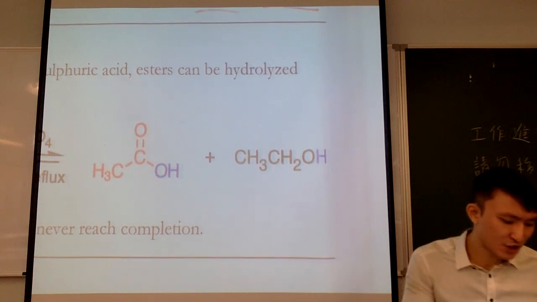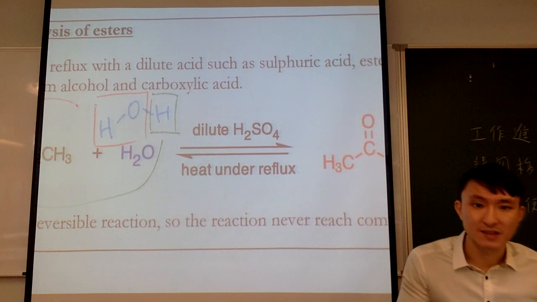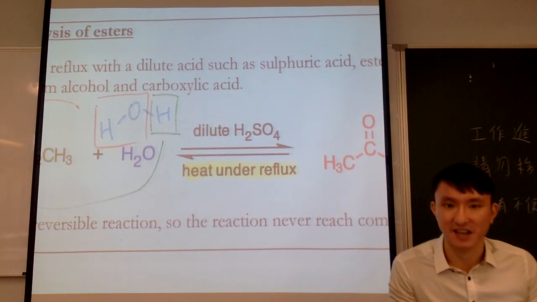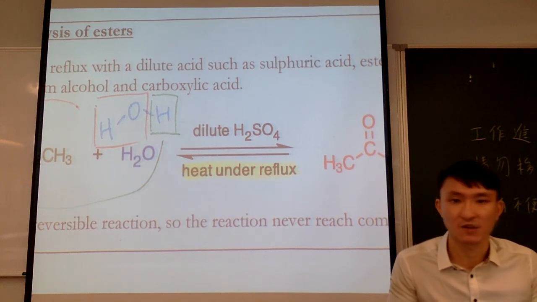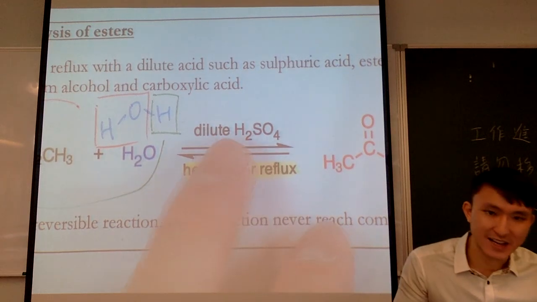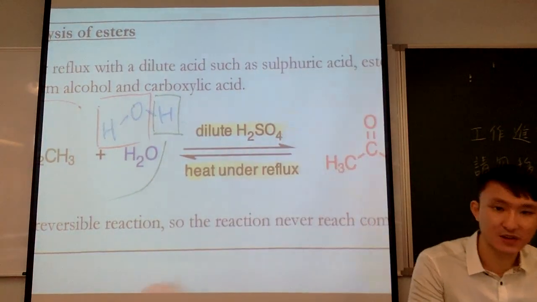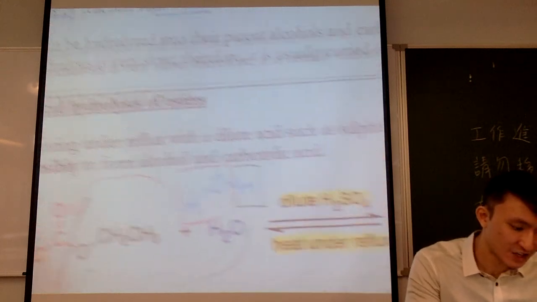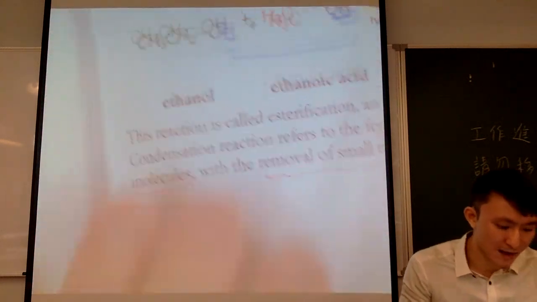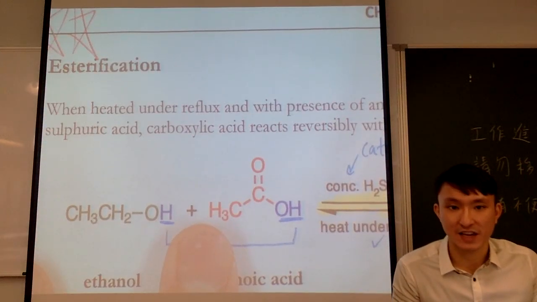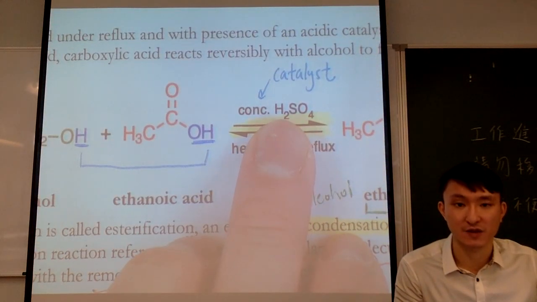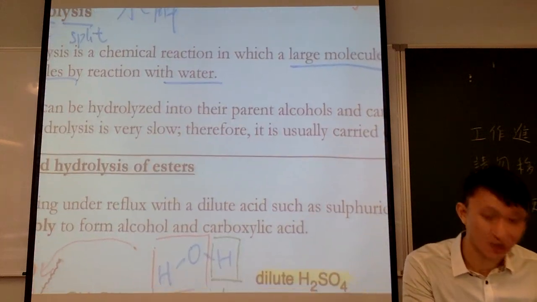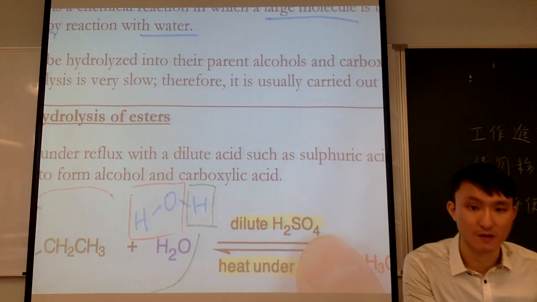Alright? So that's the idea. Now pay attention to a couple of things. First of all, this reaction must take place under heating, and here we will use heat under reflux. Secondly, we need to use dilute sulfuric acid. If you remember, for esterification we use concentrated sulfuric acid. However, for the acid hydrolysis of ester, we use dilute sulfuric acid.